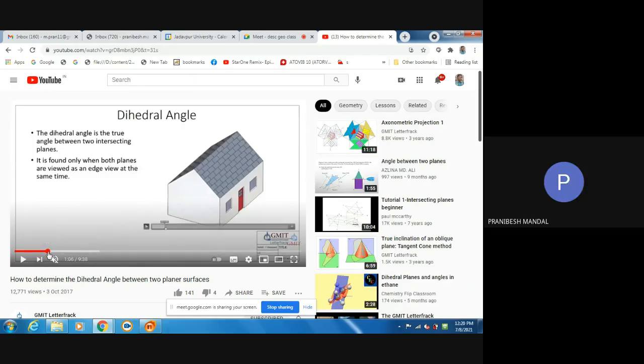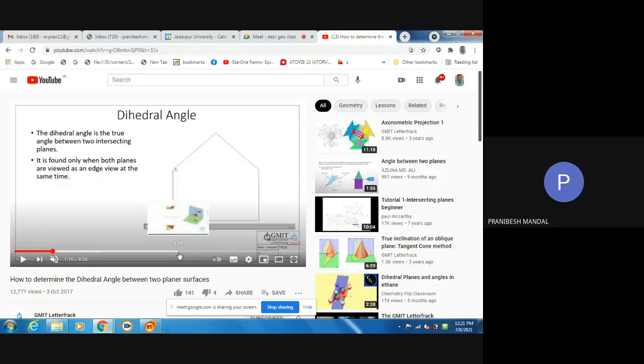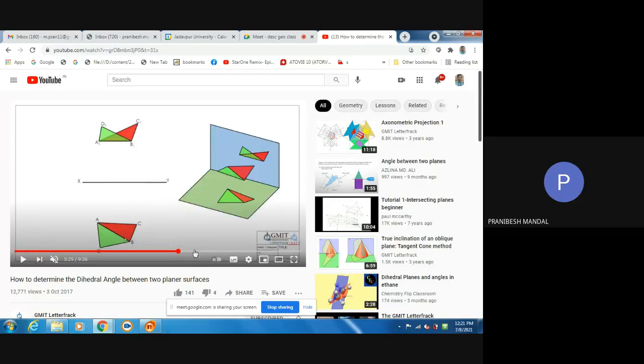So, if we are really getting that, then in the edge view, we are going to put this particular dihedral angle between them. And that is very much obvious. Now I am showing you a very obvious thing. Suppose there are two planes.